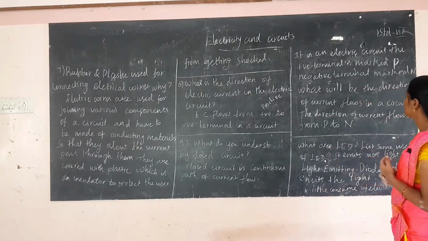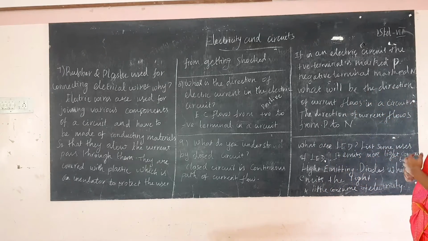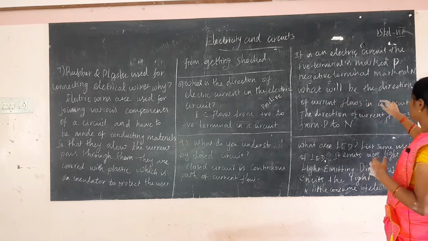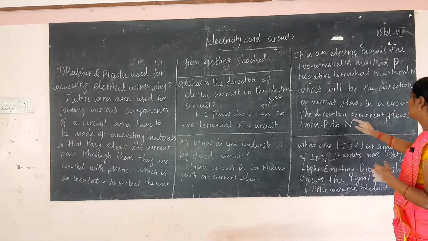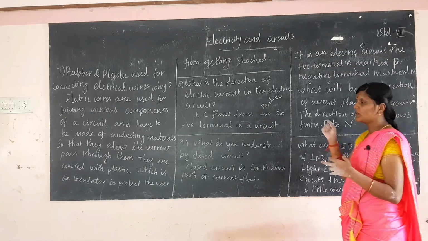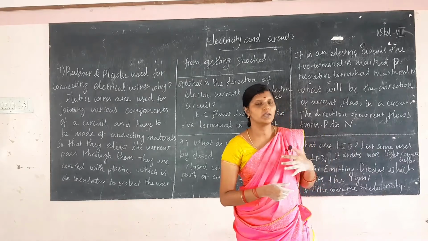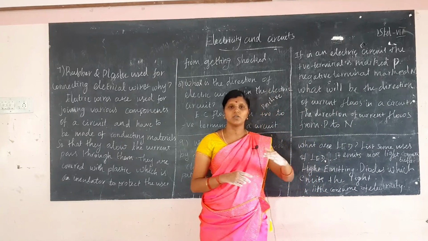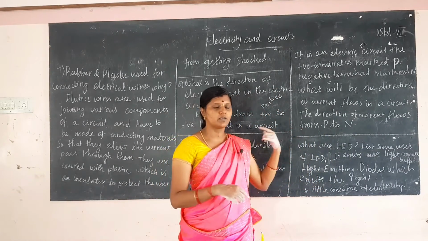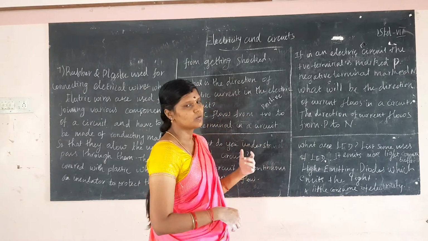Next, in an electric circuit, the positive terminal is marked as P and the negative terminal is marked as N. What will be the direction of the current flow in the circuit? The direction of current always flows from positive to negative terminal.